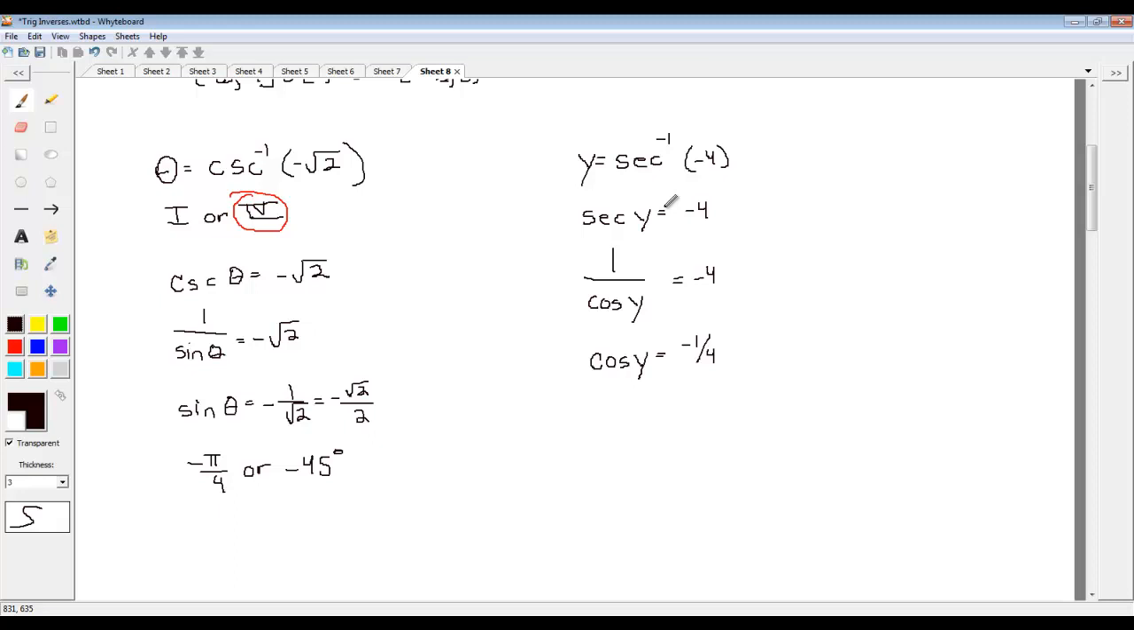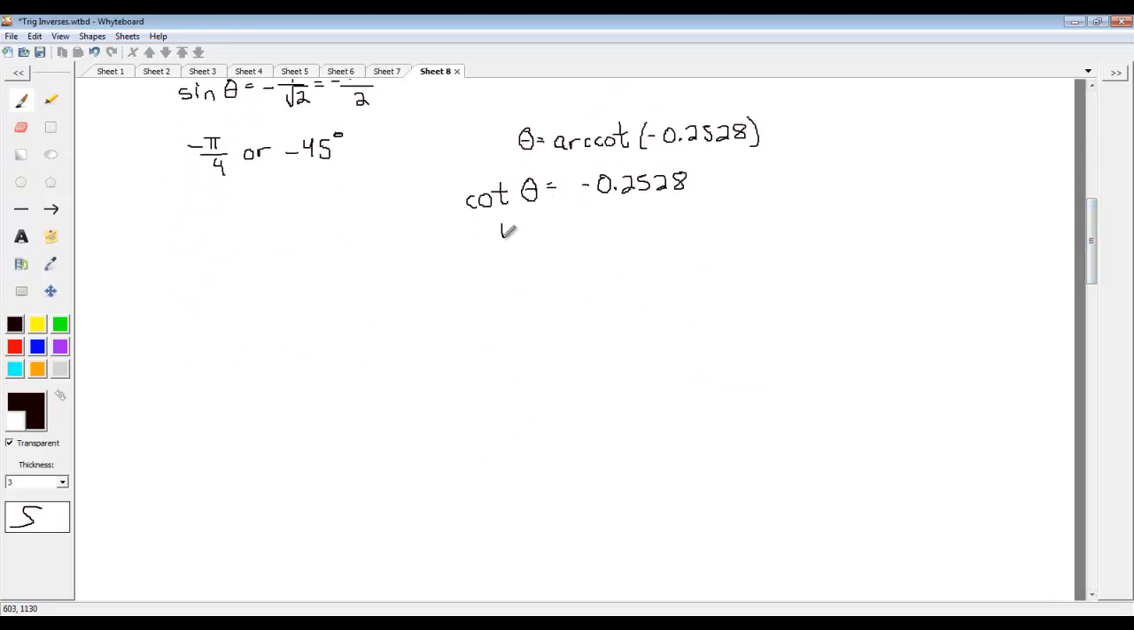All right, let's do one more. Let's say theta equals arc cotan of negative 0.2528. Okay, arc cotan, that's the inverse cotangent. But that's also like saying that cotangent of theta equals negative 0.2528. I have an interesting process with this, because it's like saying, all right, 1 over tan of theta equals negative 0.2528. So tan of theta equals negative 1 over 0.2528. So let's put that in our calculator.